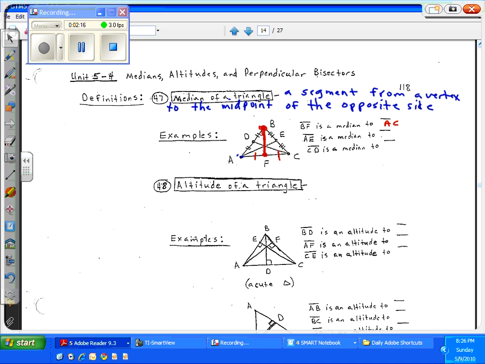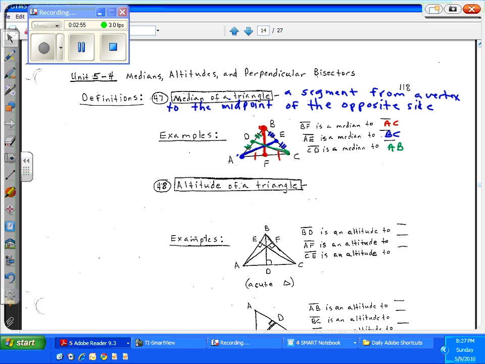AE is a segment from vertex A to the midpoint of the opposite side, BC. So segment AE is a median drawn to side BC. C is a vertex. D is the midpoint of the opposite side, AB. So segment CD, excuse me, is the median drawn to side AB.